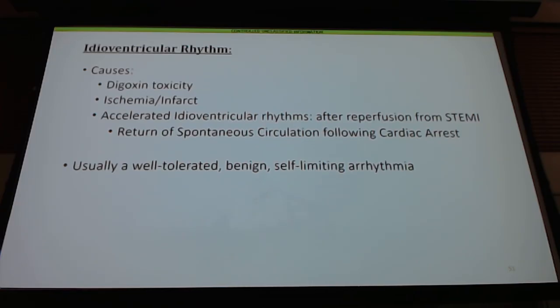And what can cause this is things like digoxin toxicity. It could be an ischemia or an infarct. But that accelerated idioventricular rhythm is something that we normally see on our EKGs after somebody goes into cardiac arrest, and then we get a return of spontaneous circulation. So we get their heart beating again. You may notice that they go into this rhythm, and it's not concerning in that setting because it's just a byproduct of that perfusion being restored to those myocytes.